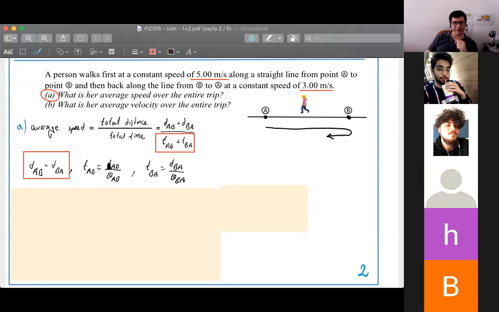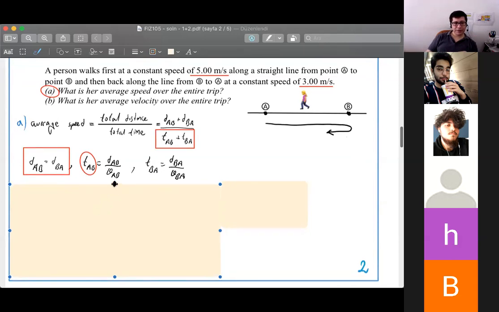This is x equals vt. I hope you can see that. So using that expression, we can find t, right? Divide the distance to your speed. And similar calculation for the other part of the trip, okay, the return trip. Let's go on.